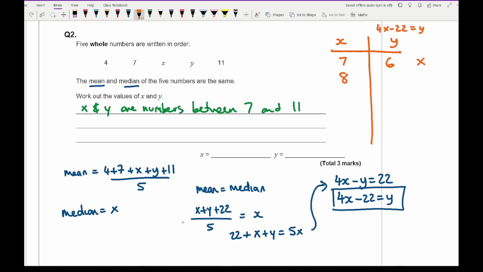Next option I go for is 8. So here, 4 times 8, which is 32, take away 22, gives me the answer of 10. Now, does that give me a value between 7 and 11? Yes, it does. So that's one possible option. Then if I try 9 just for the sake of it, 4 times 9 is 36. Take away 22 gives me 14, which is not a possible option because 14 is bigger than 11. So the only possible options I could have is when x equals 8 and y equals 10.